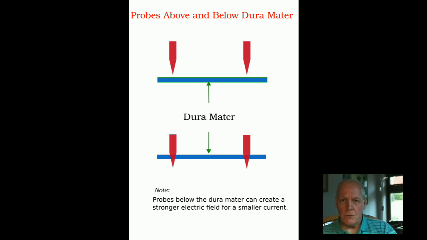So the research which has just been carried out this year, or at least published this year, relocated the probes to below the dura mater, as shown at the bottom of this diagram. The second problem related to the degrading of the probes, the platinum probes. The research seems to have got around that problem by using a different type of material.